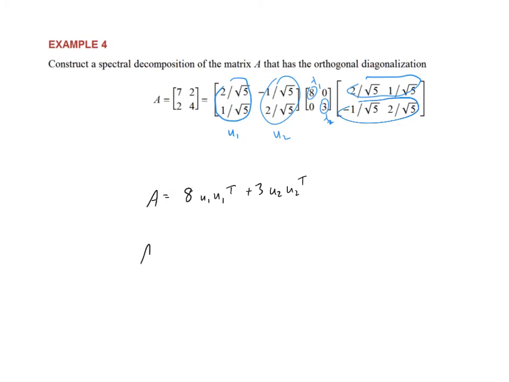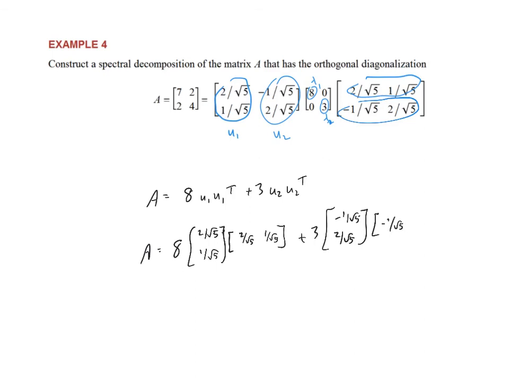I could even write those vectors in there if I wanted to. 8 times 2 over radical 5, 1 over radical 5, times 2 over radical 5, 1 over radical 5. Plus 3 times negative 1 over radical 5, 2 over radical 5, times negative 1 over radical 5, 2 over radical 5.